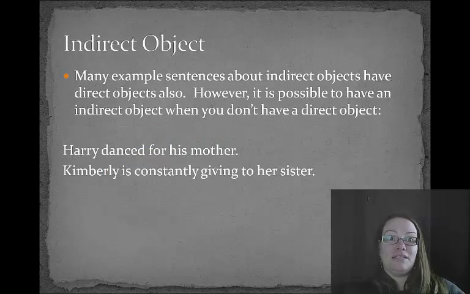Many example sentences about indirect objects have direct objects also. However, it is possible to have an indirect object when you don't have a direct object. Harry danced for his mother. The direct object here would be something like Harry danced a dance for his mother. Kimberly is constantly giving to her sister. There's something that she's giving to her sister. Maybe it's time, maybe it's money, but it's not expressed here, and her sister is still the one who receives the indirect benefit from that.